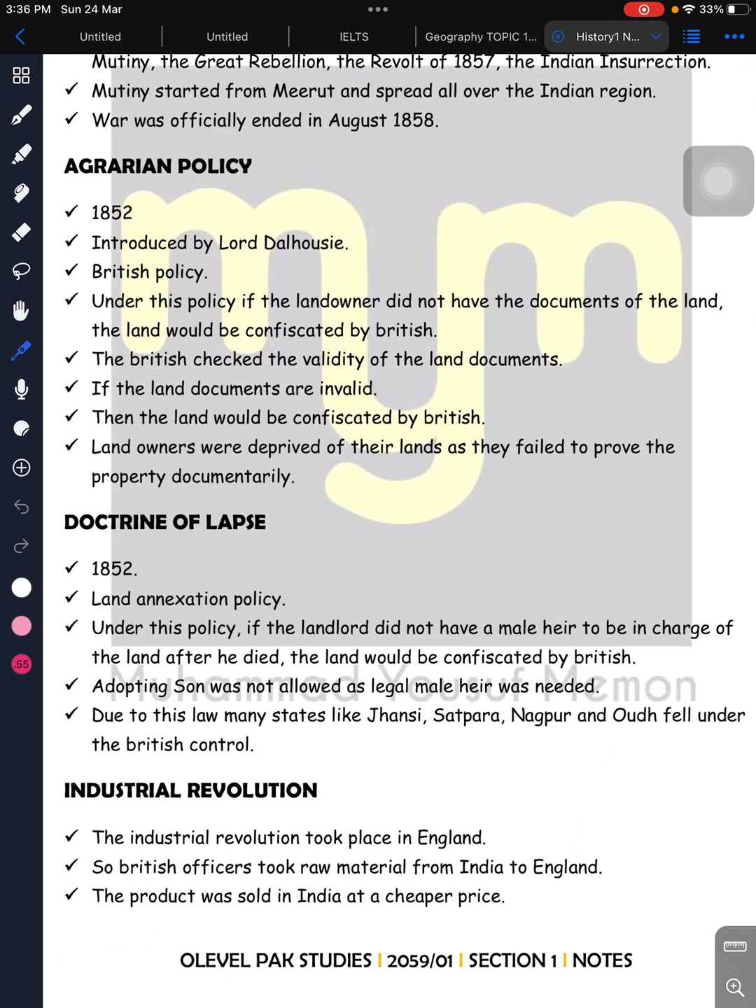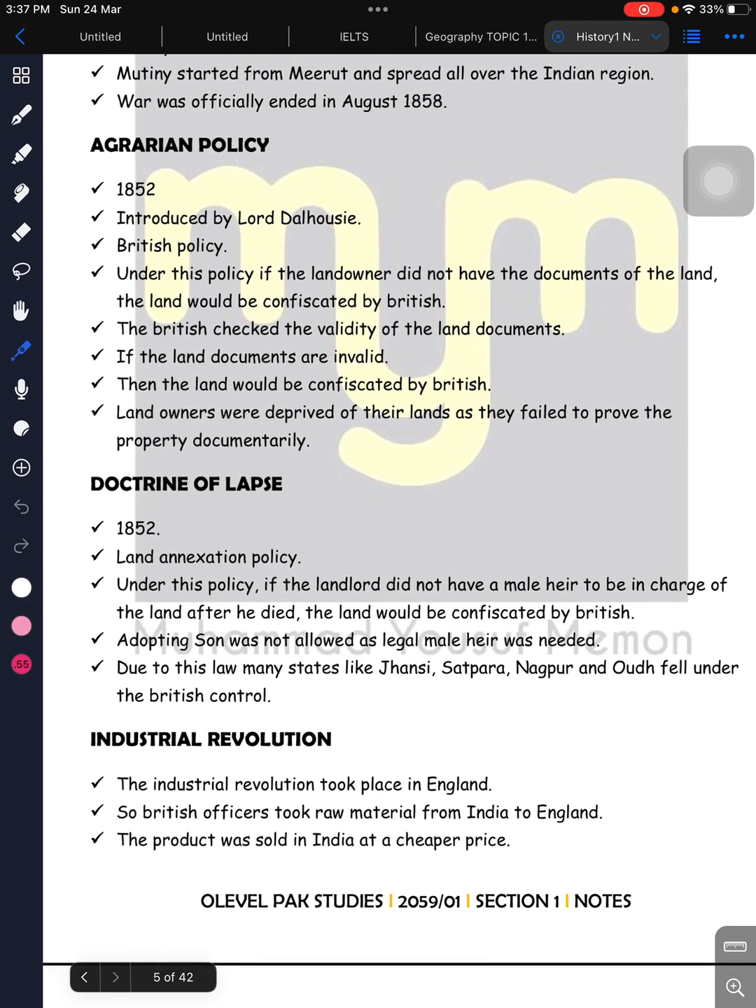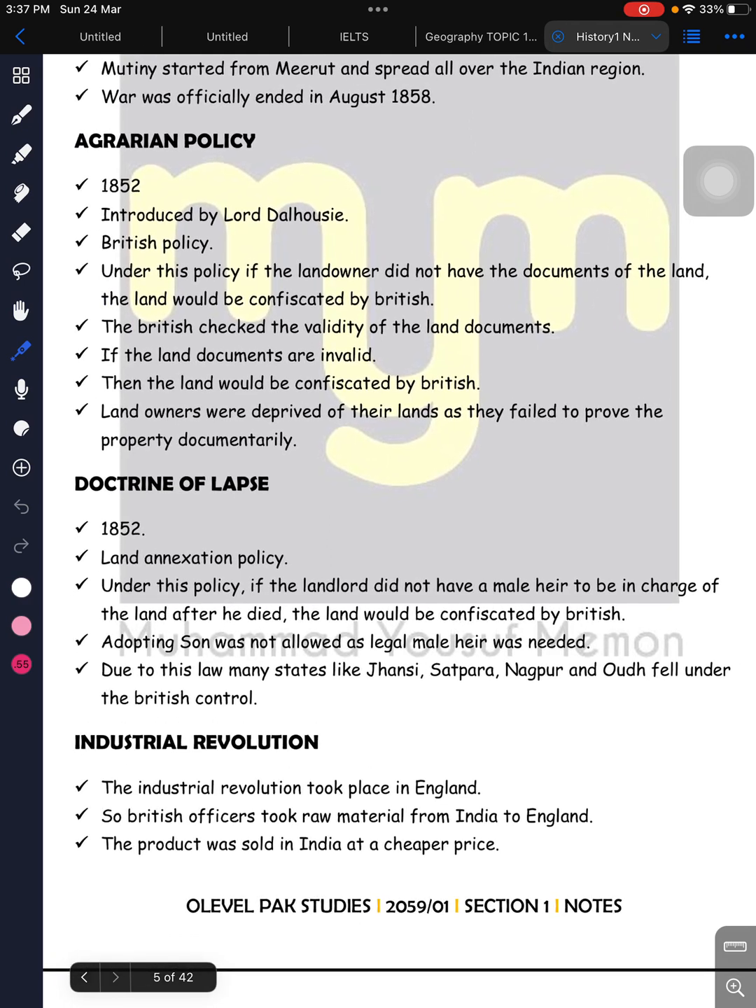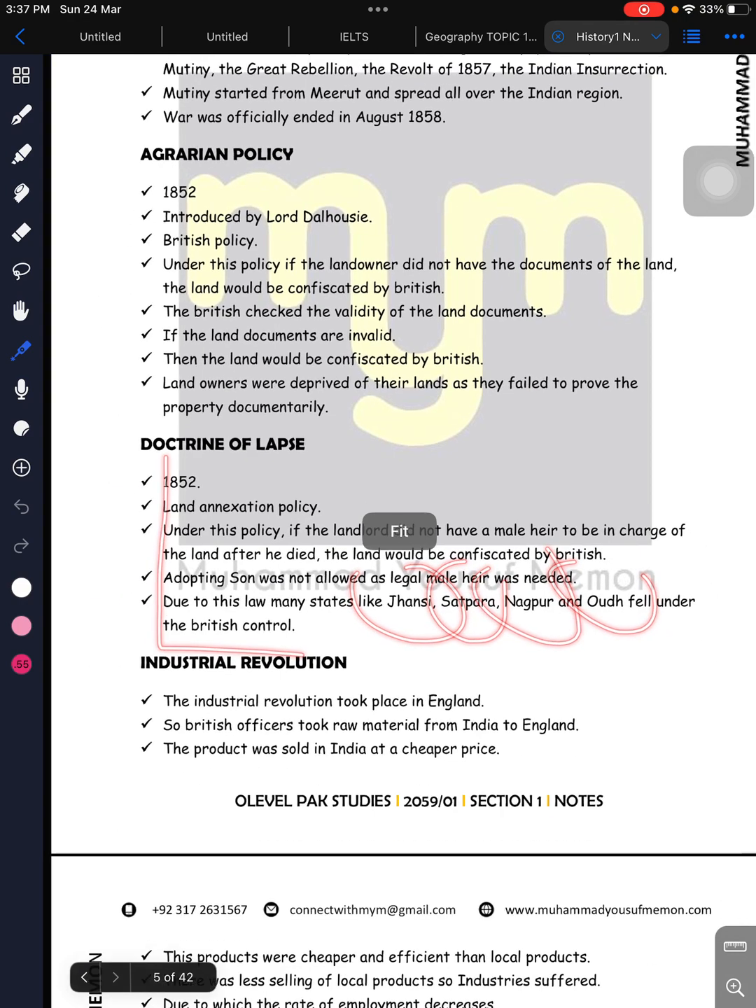After that, we have the doctrine of lapse. It was in 1852. It is a land alienation policy, in which if the landowner, or you can say the landlord, dies, and there is no male heir to be in charge after that landlord, the land will be confiscated by the British. Adoption of a male heir was also not allowed, and due to this law, many states like Jhansi, Satara, Nagpur all fell under British control.